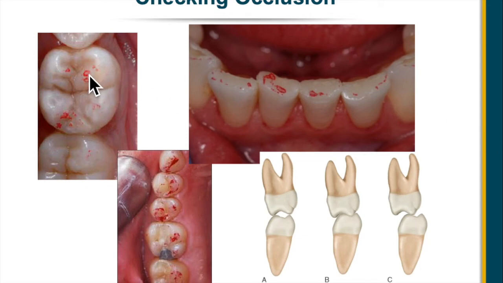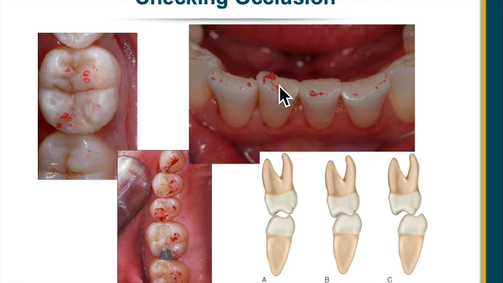As you can see here, the bite paper leaves marks. The articulating paper leaves marks depending on how the teeth come together. And being able to read those marks matters. For instance, I would ignore these red little marks over here. I would pay most attention to these large marks. This tooth is probably the most high tooth in this particular picture.